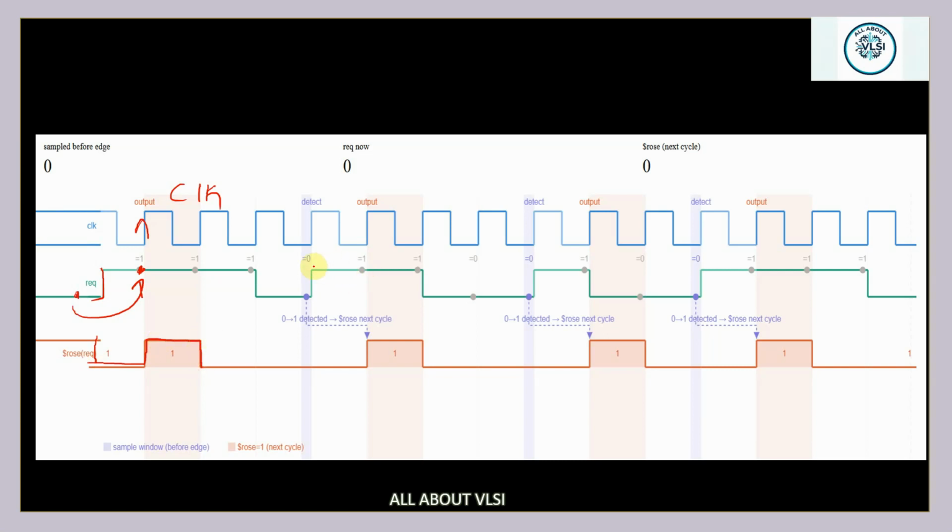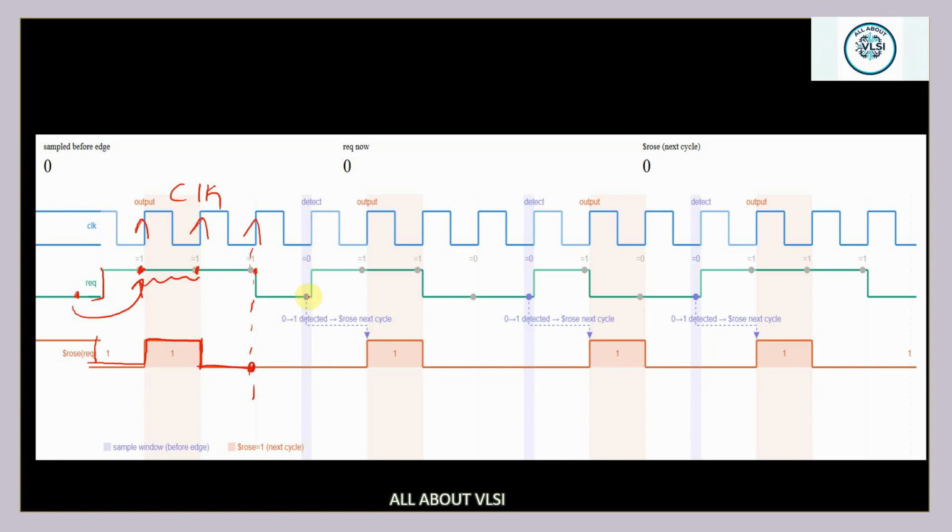Now at this passage of clock, REQ at the present clock is equal to 1, and in the previous cycle REQ is also equal to 1. In both cases REQ is equal to 1, so that's the reason my $rose function is returning 0. So this pulse becomes 0 in this cycle. And in this cycle, you can observe REQ is equal to 1, and previously it was also equal to 1, so the function returns 0 and the output pulse is equal to 0.